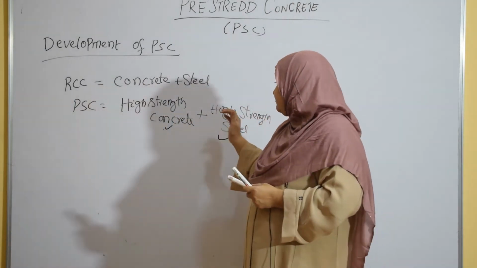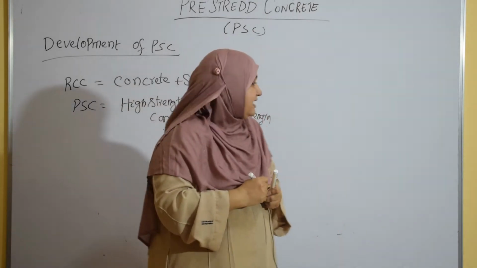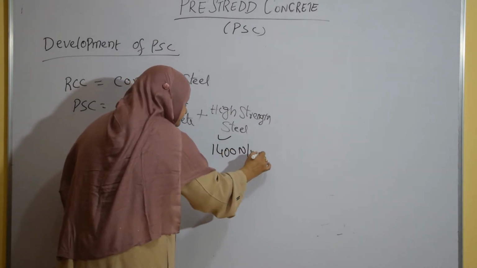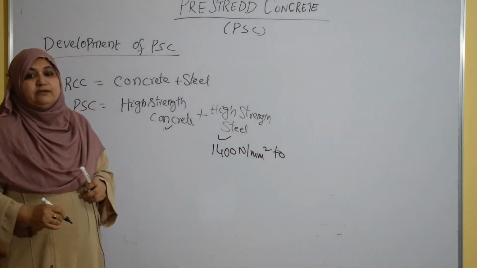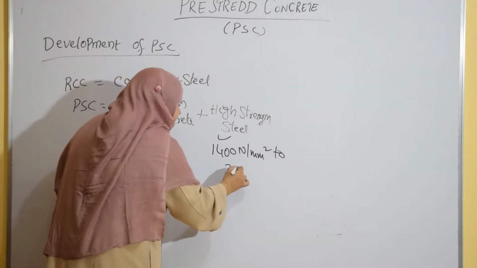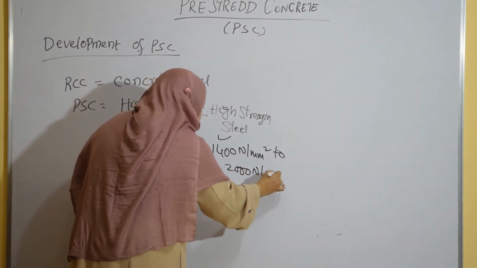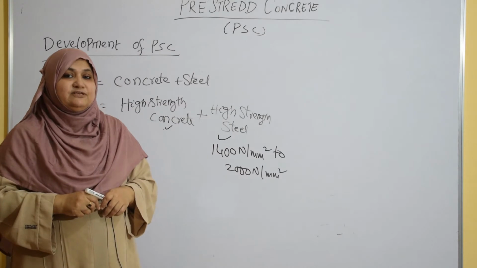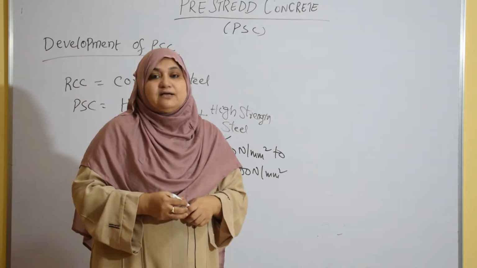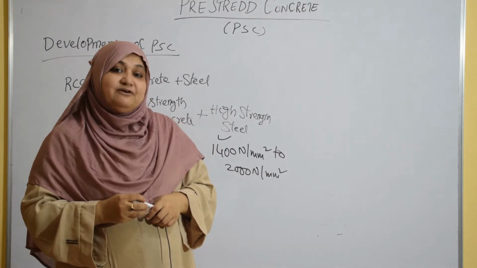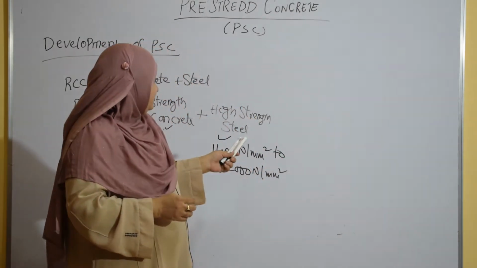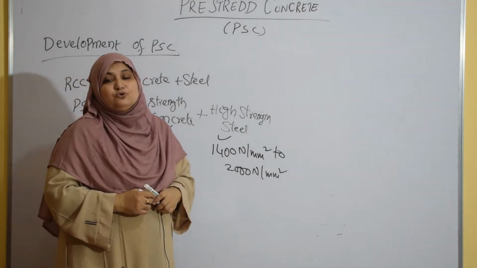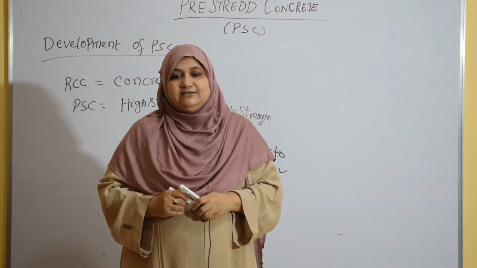I also said we are going to use high strength steel. The high strength steel is 1400 Newton per mm square to 2000 Newton per mm square. This is the high tensile strength of steel we use. If you recall your RCC, we use a maximum of 500, 550. Fine. So see here, we are using very high strength steel of 1400 Newton per mm square to 2000 Newton per mm square. That is very, very high strength, right?